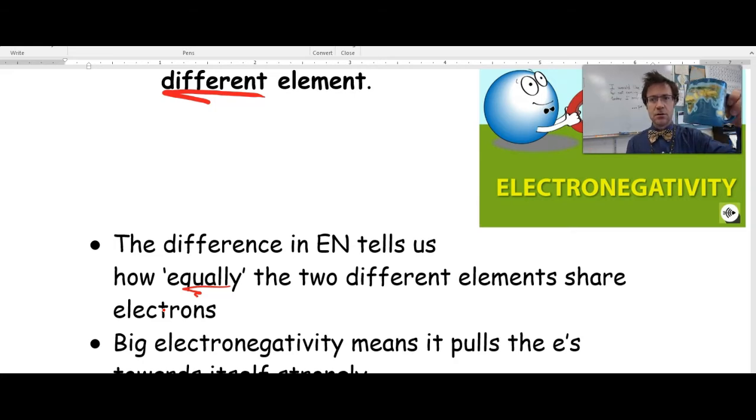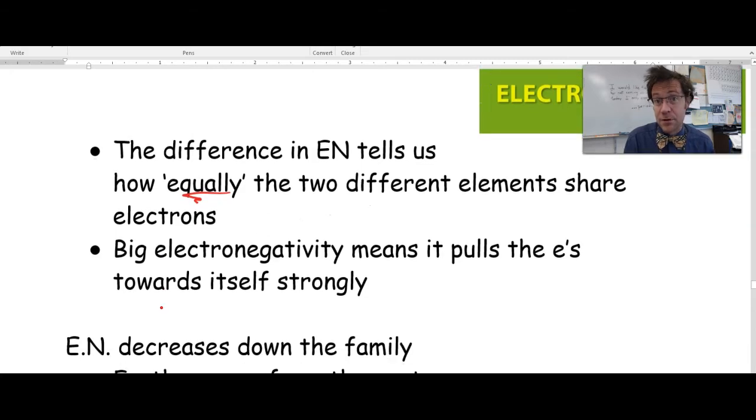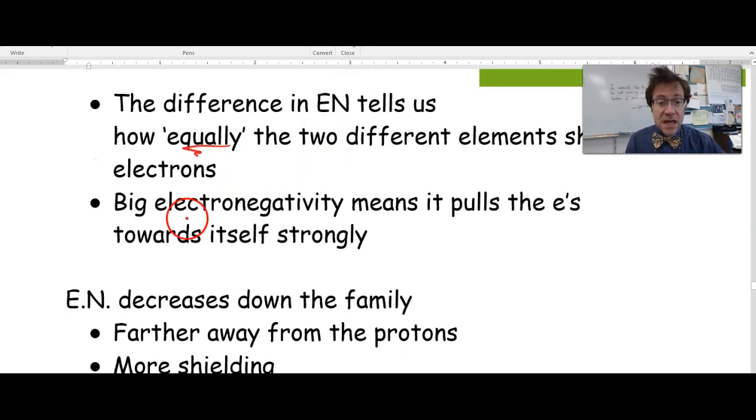Because look, watch, I'm going to take two atoms and make them come really close to each other. Nothing happens. Why? And then why is it sometimes, when other atoms come into contact, something happens? Well, electronegativity is why. It helps us understand who's going to take electrons, who's going to lose electrons, and even if it's going to happen, right? So a big electronegativity means that it pulls on electrons towards itself strongly, all right?